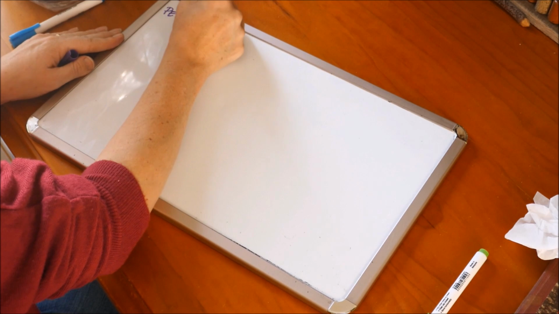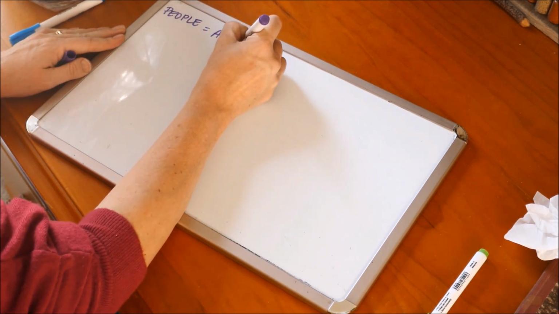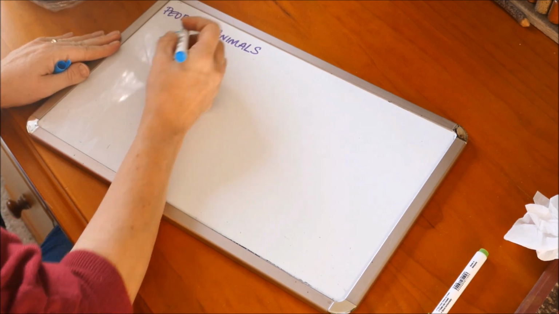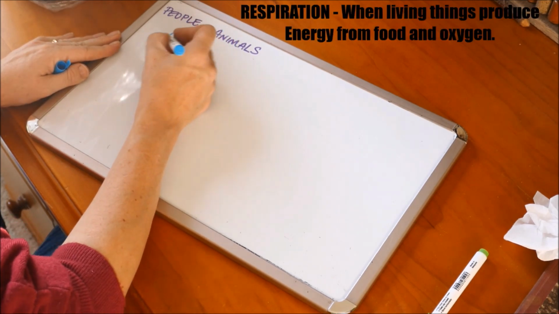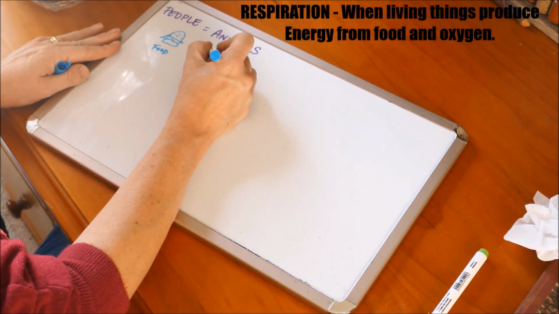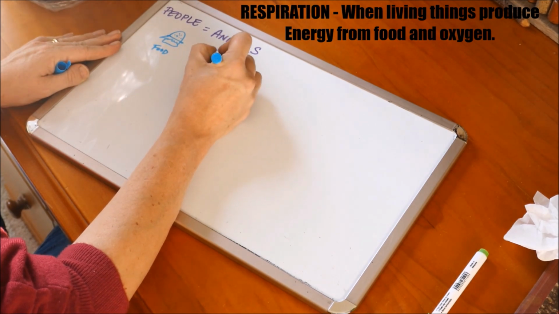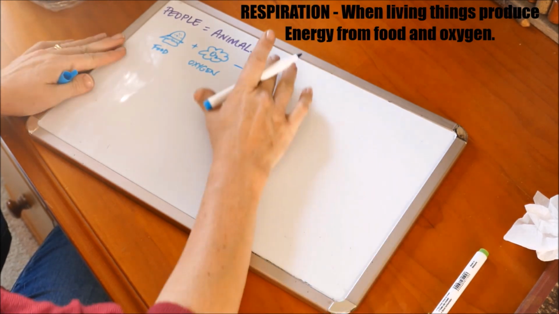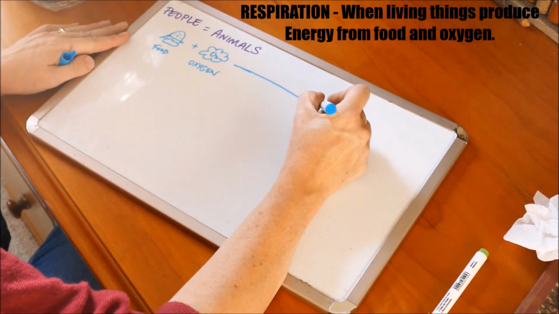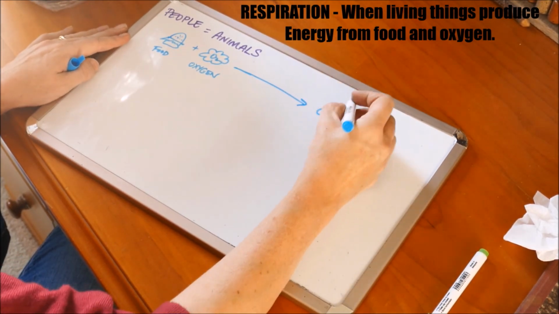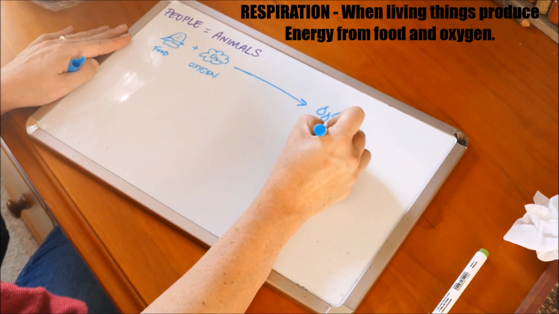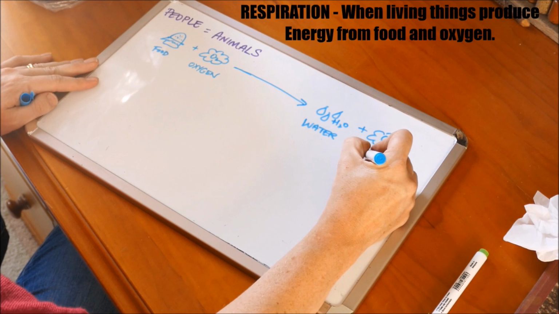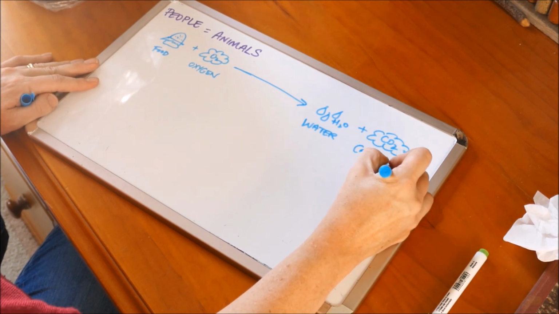So creatures in the animal kingdom, which includes ourselves, we can't actually make our own energy. We need to eat stuff to make energy. So we take into our bodies food, and we also take into our bodies oxygen. And these two things, in a chemical reaction called respiration, get converted or changed into water and carbon dioxide. And when this happens, it produces energy, which we use for all the systems in our body.